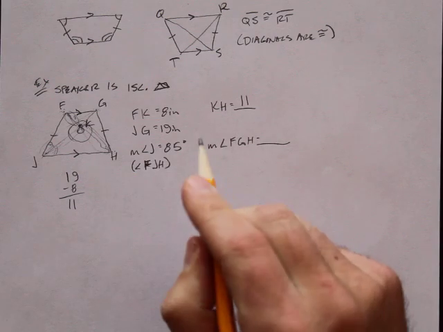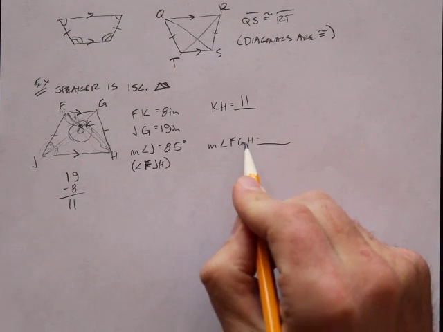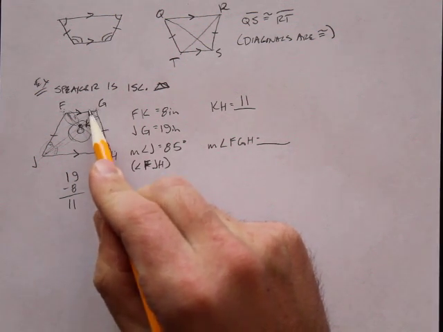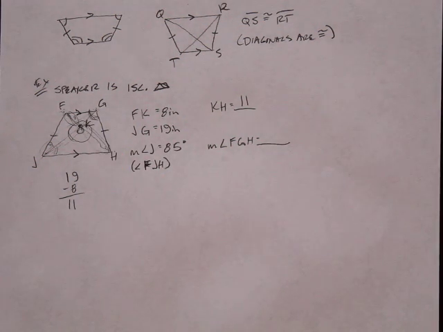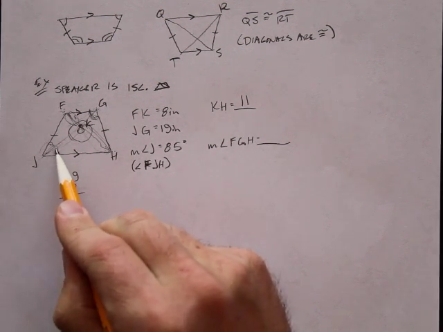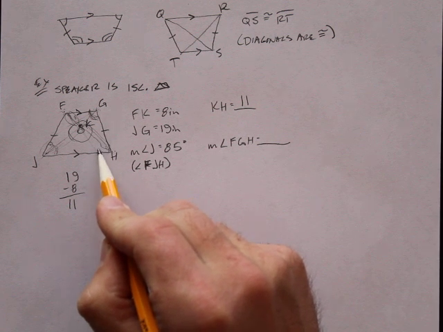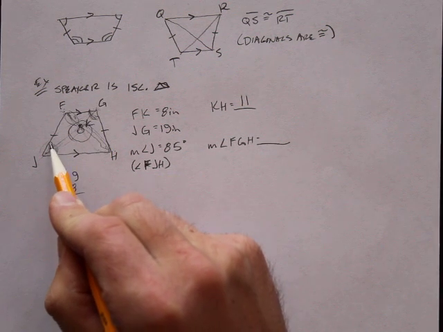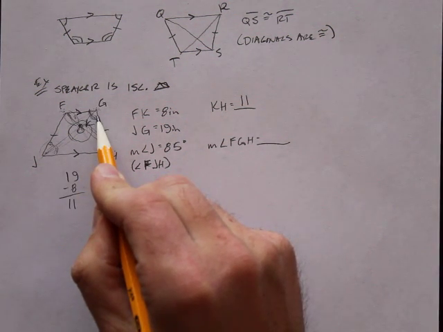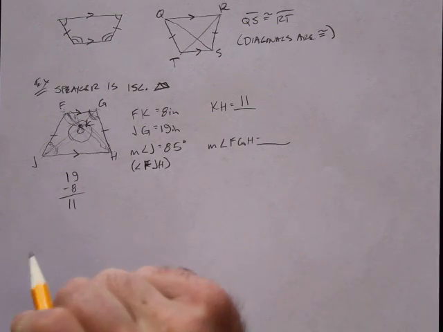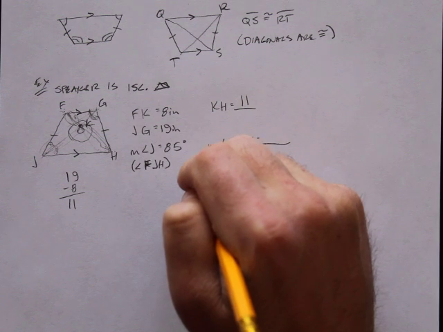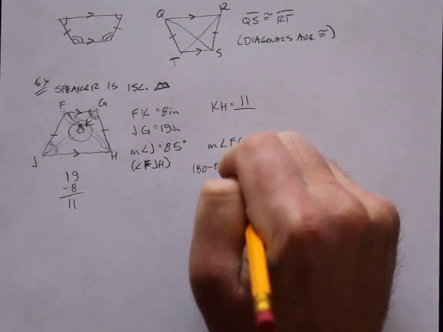All right, let's find out FGH. FGH, that's this whole thing right here. All right, so this angle and this angle are congruent. This angle and this angle are congruent. This angle and this angle then have to be supplementary. So 180 minus 85 equals 95.